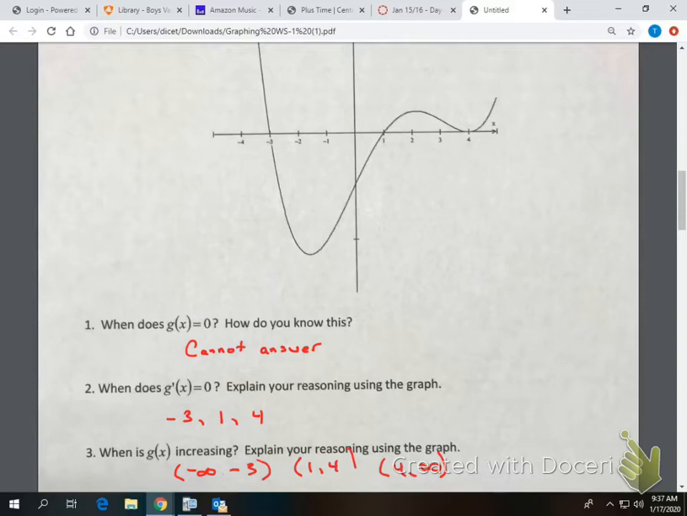All right, here we go. Now you can't see them, so I have to read them. So be patient with me as I try to read this. Number 4. When does g of x have a relative minimum?